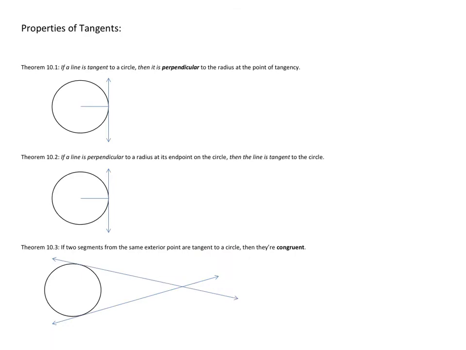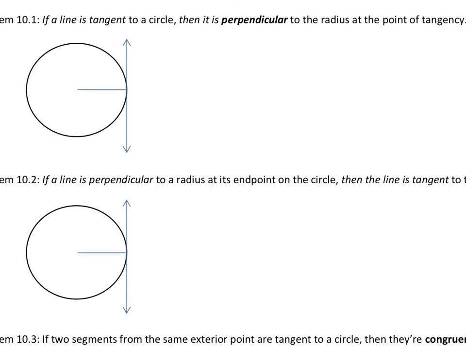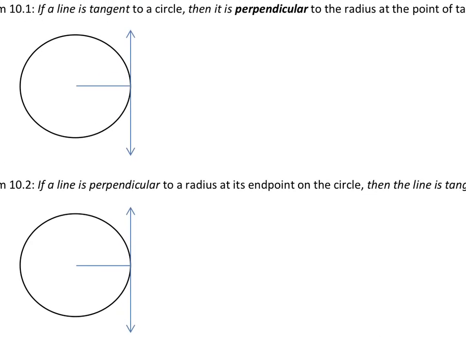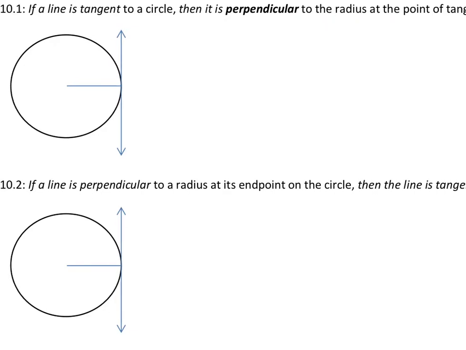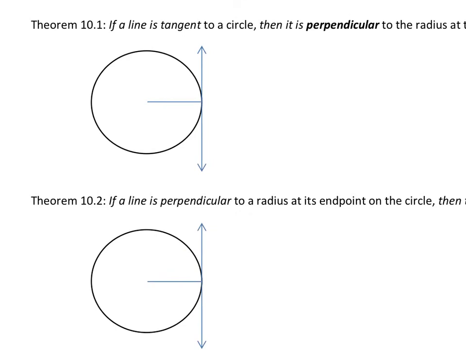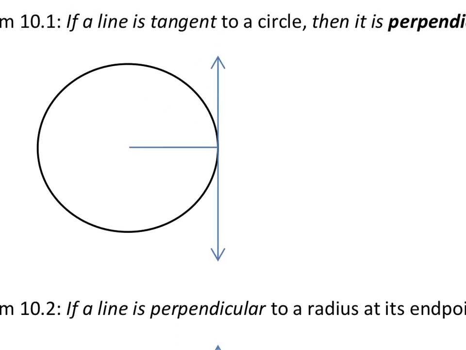Next we have properties of tangents. So theorem 10.1 says if a line is tangent to a circle, so this line here, if it's tangent to this circle, then it's also perpendicular to the radius at the point of tangency. So if this line is tangent to the circle, then it's perpendicular to the radius. And this is my radius right here. And it's perpendicular at this point of tangency.